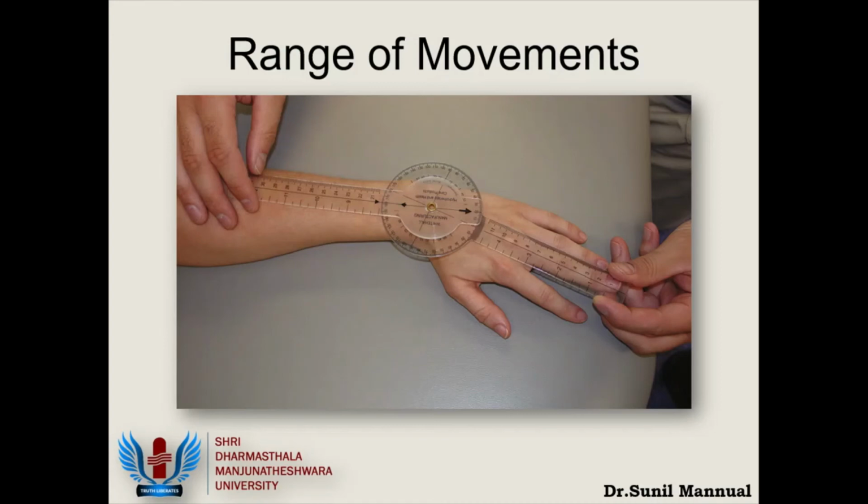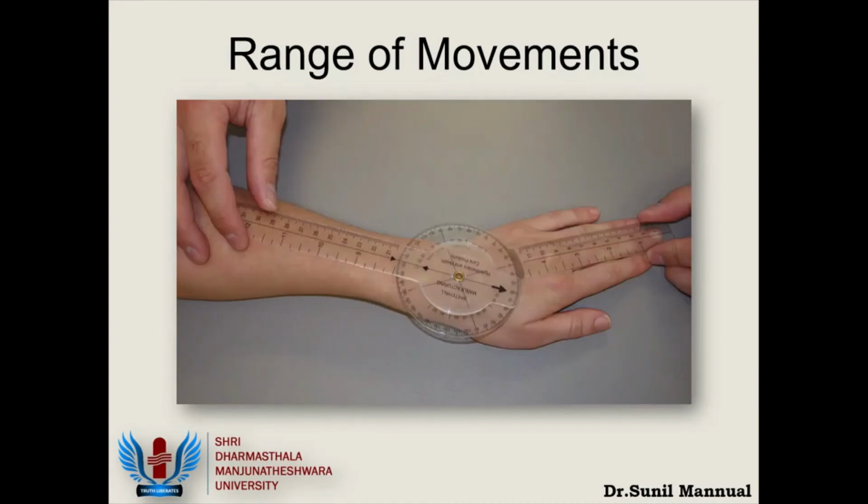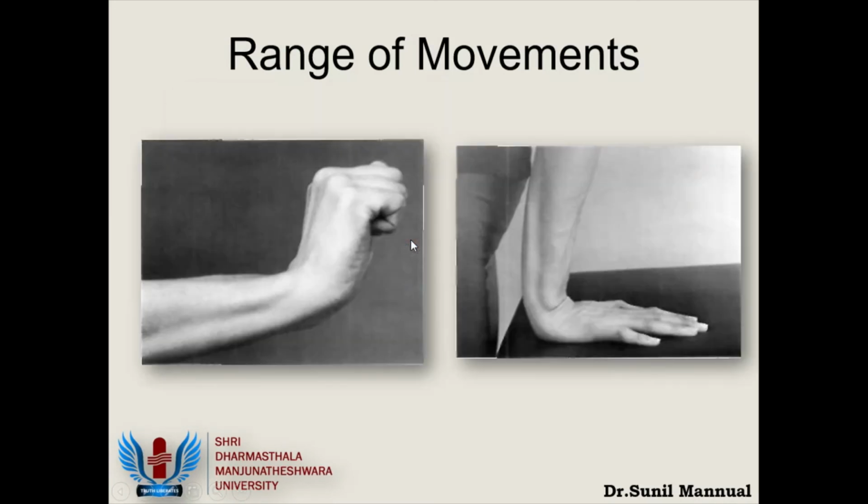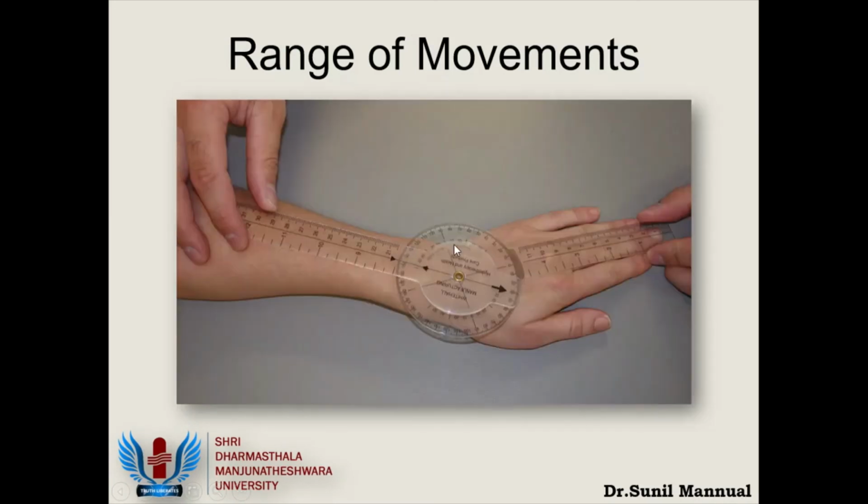Why is the radial deviation less? The radial deviation is less because the radial styloid is at a distal level as compared to the ulnar styloid, thereby limiting the radial deviation. And why is the ulnar deviation more? Because the ulnar styloid is at a higher level, and also because the ulna is not directly articulating with any of the bones in the carpus.